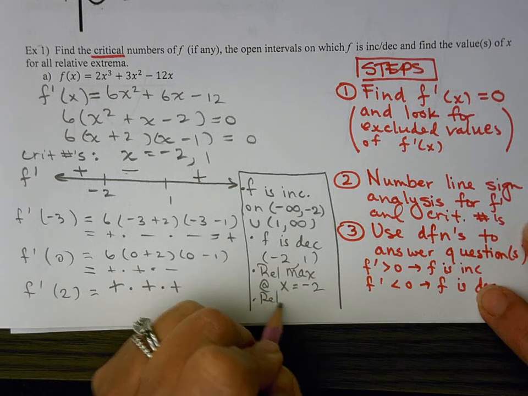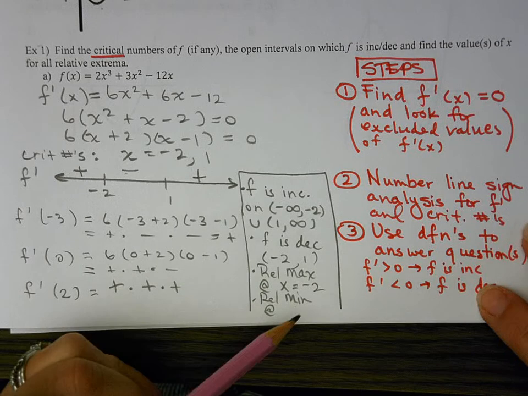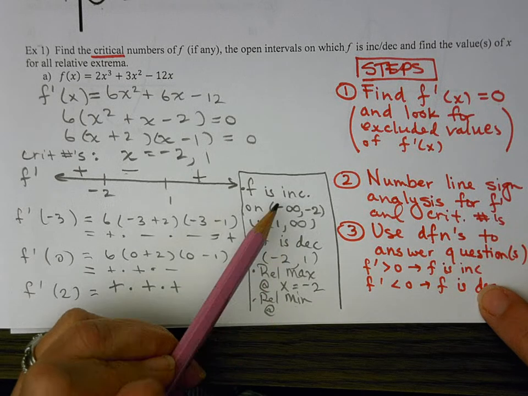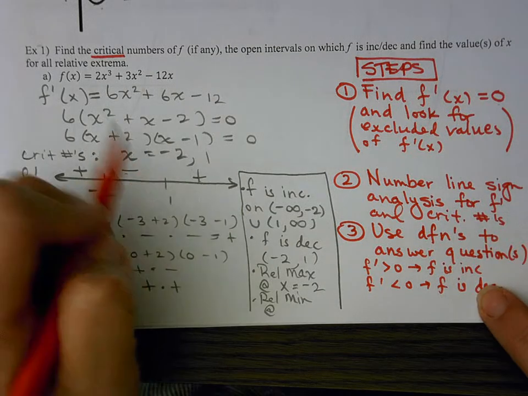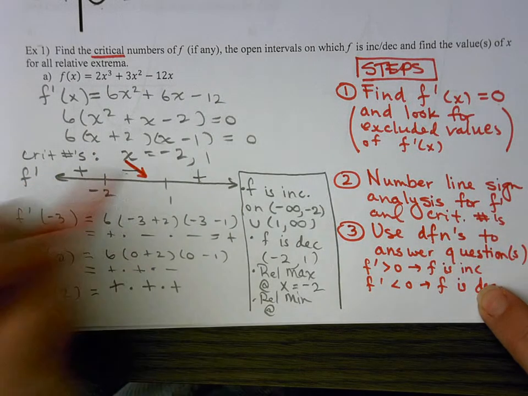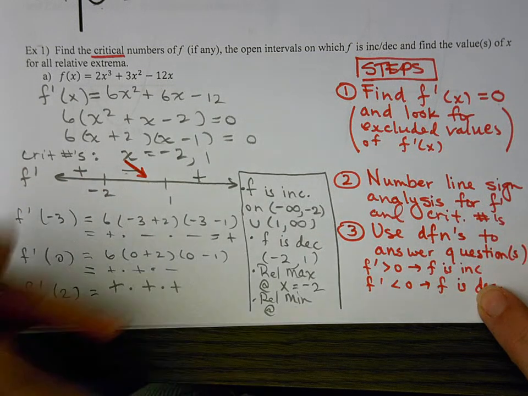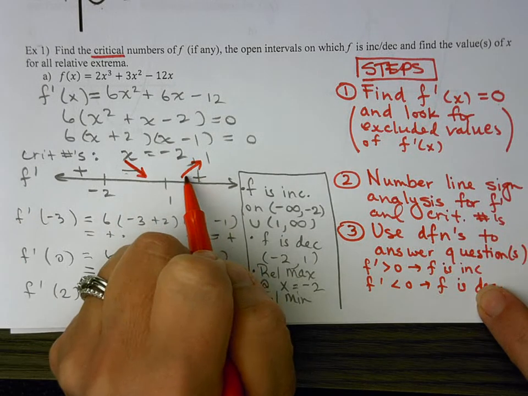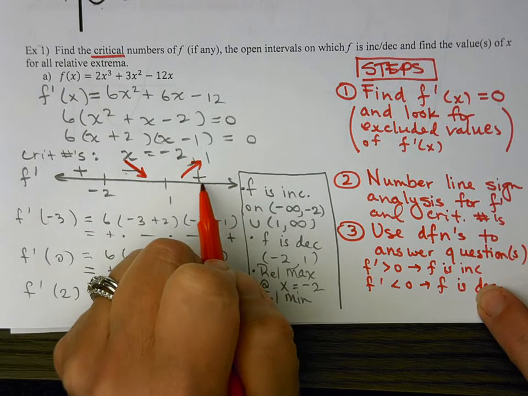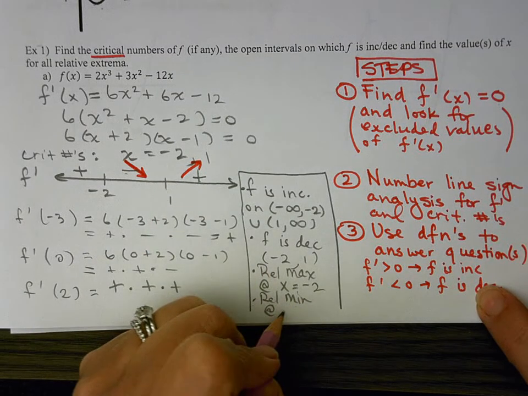And then finally, a relative minimum. So a minimum is when we go from decreasing to increasing. So we were decreasing, right? f was decreasing on this section because f prime was negative. And then it switched to increasing right here, because f prime was positive. So then we have a relative minimum at x equals 1.